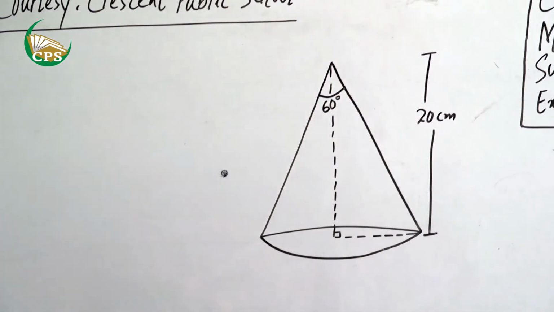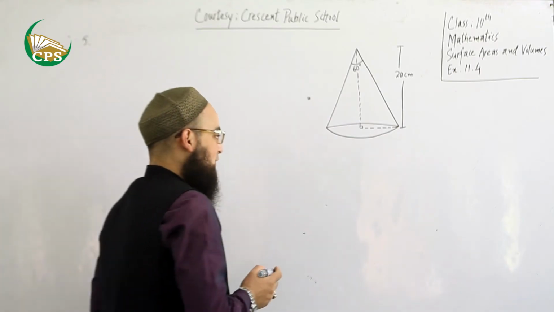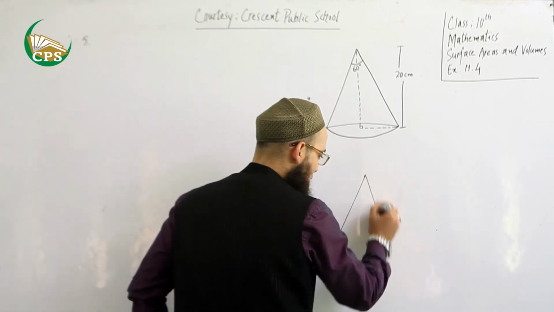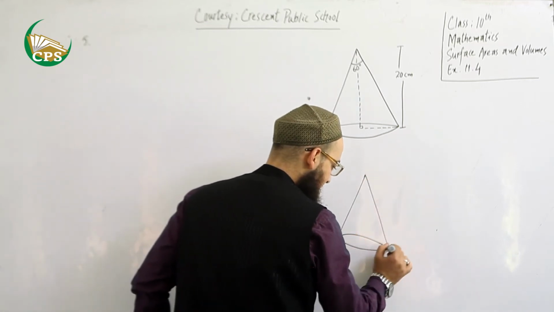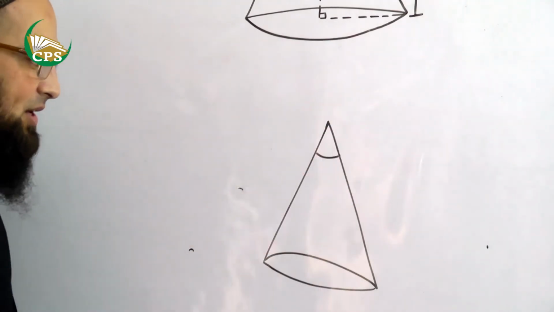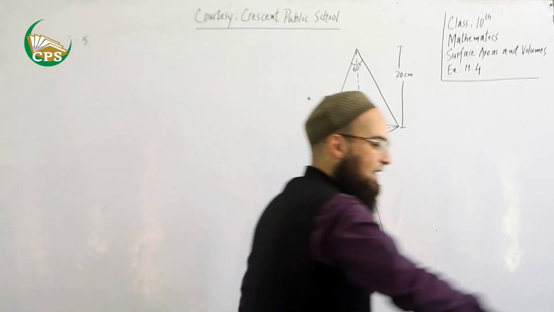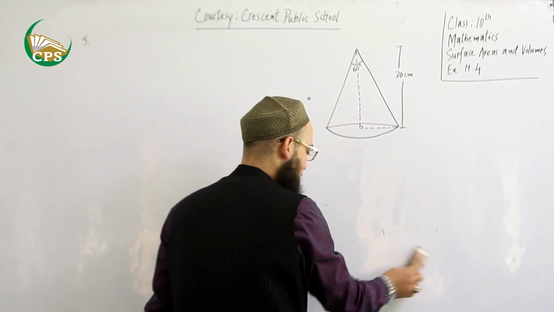The vertical angle of the cone is the angle of the apex of the cone. For example, if you have a cone, the tip of the cone is called the apex of the cone, and the angle of the apex is the vertical angle of the cone.